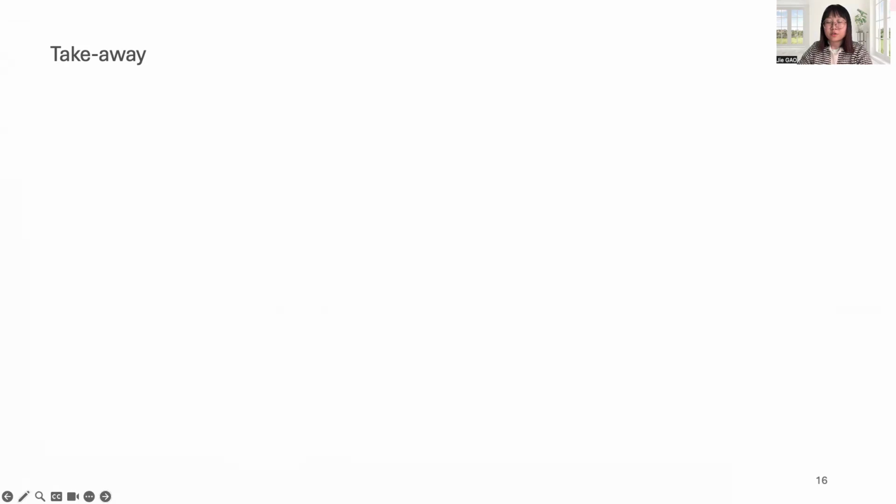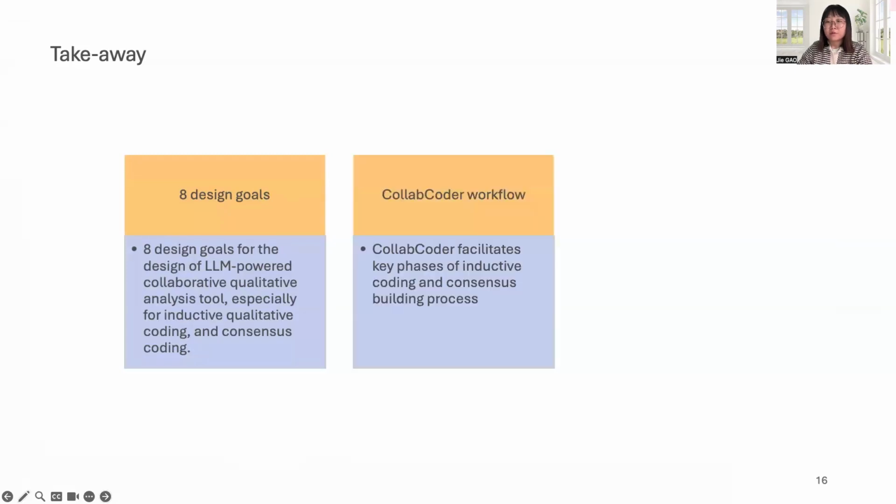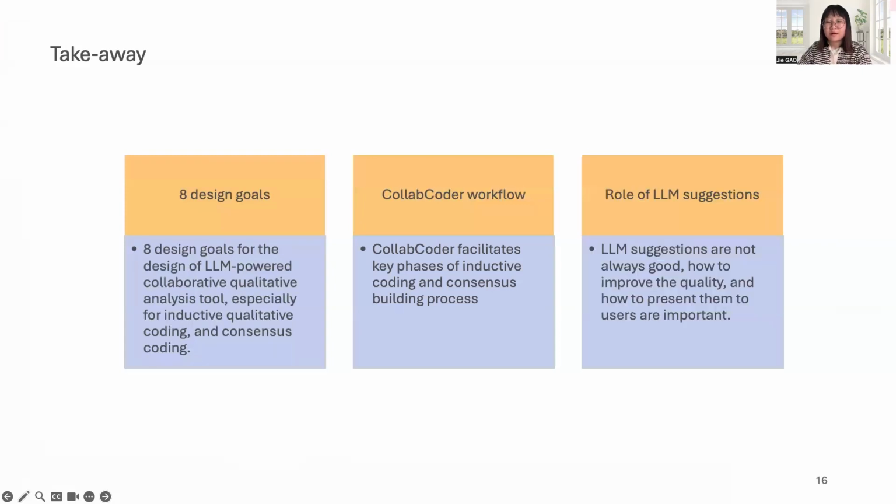The main takeaways of this research are 3 parts. First, the 8 design goals identified through an exploratory process. These goals informed the development of the CollabCoder workflow and its web application, specifically to facilitate the key phases of inductive collaborative qualitative analysis and consensus building. Finally, this work provided valuable insights into the role of GPT suggestions within the collaborative qualitative analysis process.